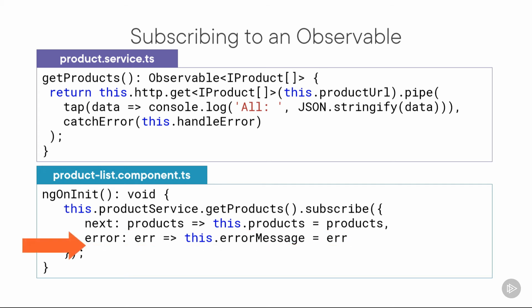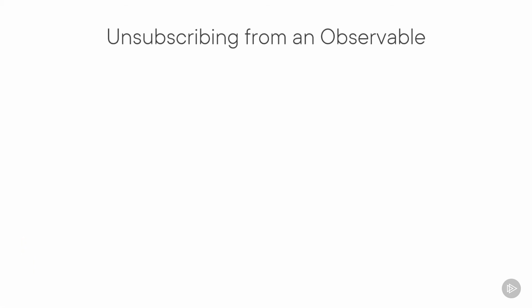A third function, not used here, specifies the action to take when the observable ends with a completed notification. The third function is rarely used when working with HTTP requests, since they automatically complete after emitting the single response. It's good practice to always unsubscribe from any observable we subscribe to. There are several ways to unsubscribe.